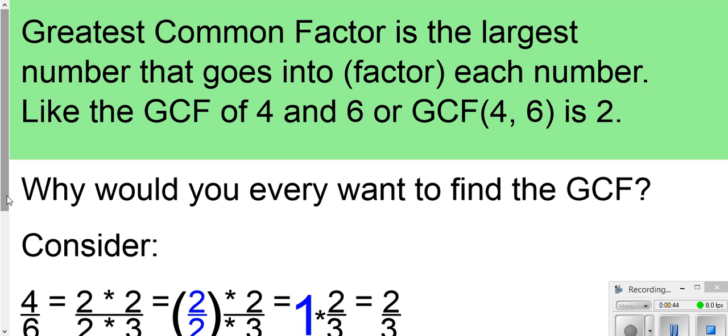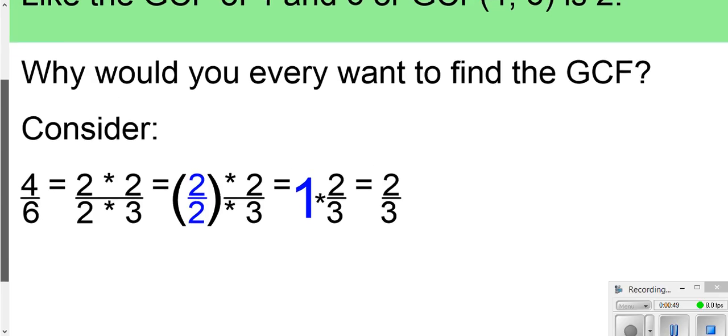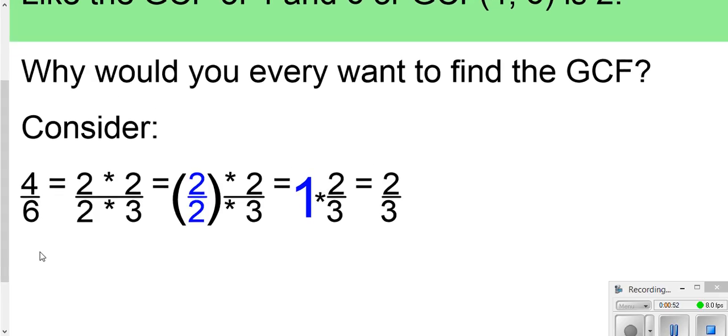You might also wonder, why would you ever want to find the greatest common factor? Well, you're often going to want to use greatest common factor when you're trying to simplify fractions. Consider 4 and 6 again. 4 is 2 times 2. 6 is 3 times 2. Now, we have the same 2's top and bottom. If I write it like this, we still have 2 times 2 on the top and 2 times 3 on the bottom. But you notice the blue 2 over the blue 2 is really a special form of 1. And we know that multiplying by 1 doesn't change it, so it's really just that 2/3 that we have there at the end.